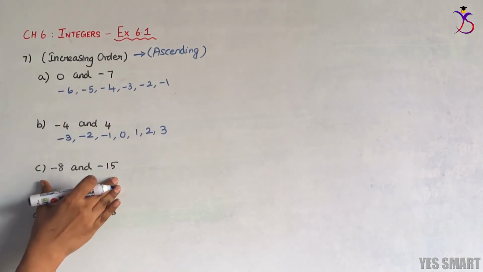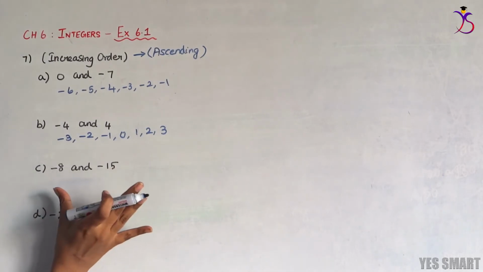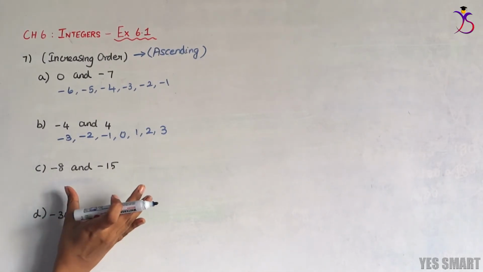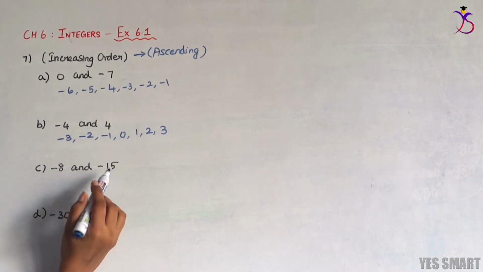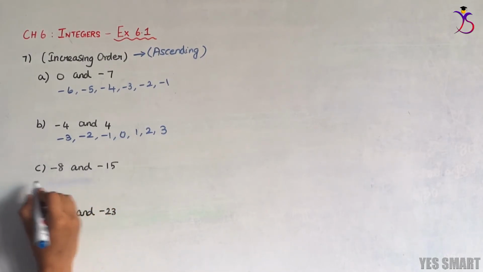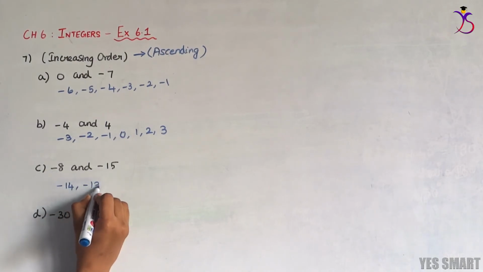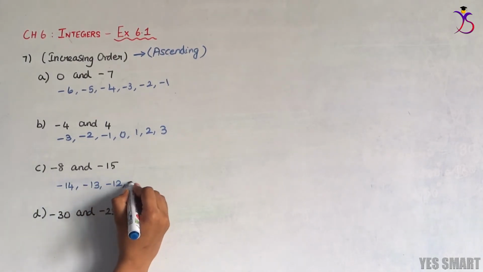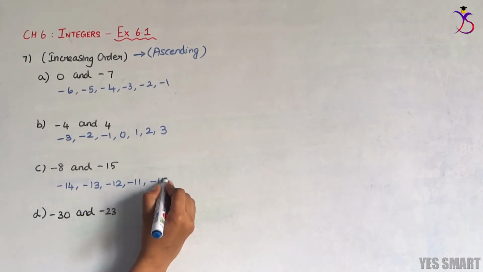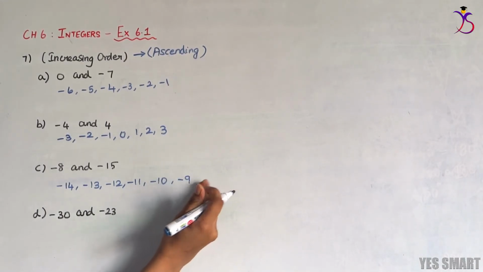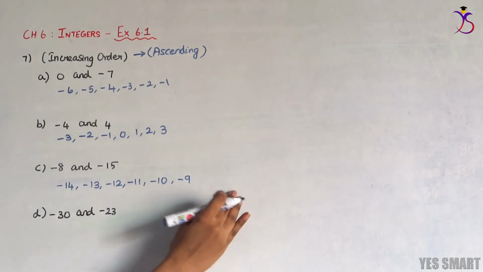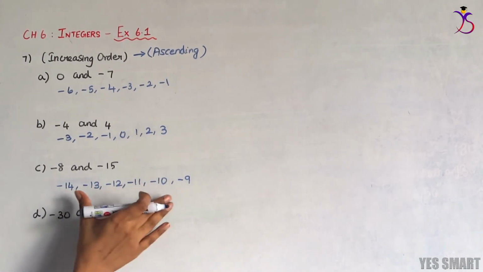Next, C sum, minus 8 and minus 15. Minus 15 is in the left hand side of minus 8. Therefore, I am starting from minus 15. The next numbers are minus 14, minus 13, minus 12, minus 11, minus 10, minus 9, then comes minus 8. So I have started from minus 15 and traveled in the right hand direction to reach minus 8.